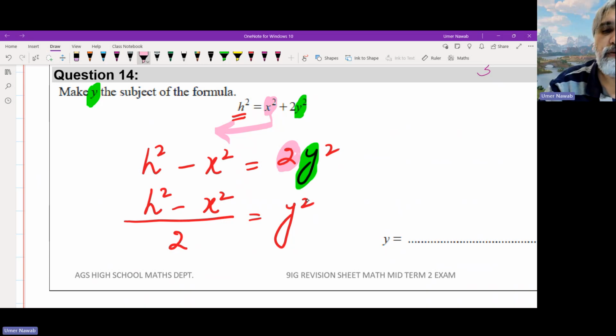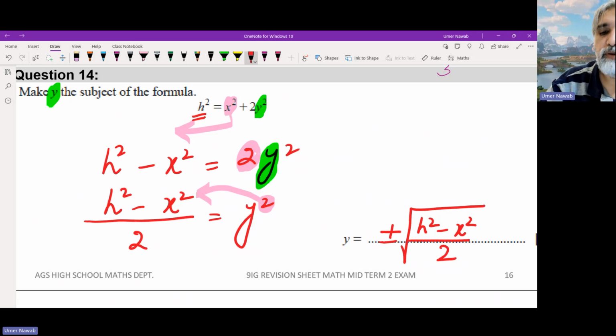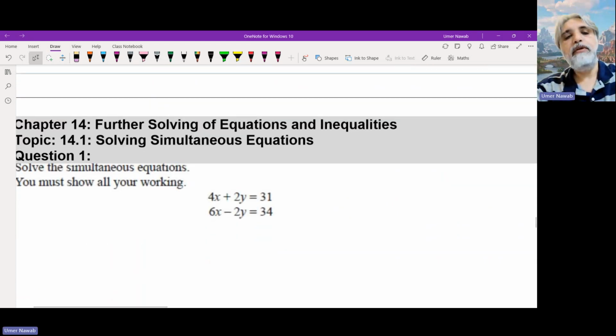Now, the y squared, this square, the opposite of square is square root. What is the opposite of square? Square root. And I have to write the plus minus sign at the front always. And 8 squared minus x squared whole over 2. And now I am left with y alone. So this was my aim. So if you send the square to the other side, don't forget the plus minus sign and the square root. Now, guys, I'm done with chapter number 6.